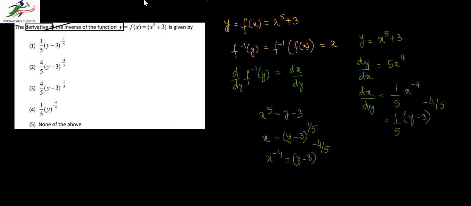Now in the given choices, we can see that none of the choices match the answer that we got. The first option is 1 by 5 y minus 3 to the power minus 1 by 5, which is not correct. Next one is 4 by 5, which is not correct. Third one is also 4 by 5, which is not correct. Fourth one is 1 by 5, but it is y to the power minus 4 by 5. So this is also not correct. So none of the above is the correct choice.